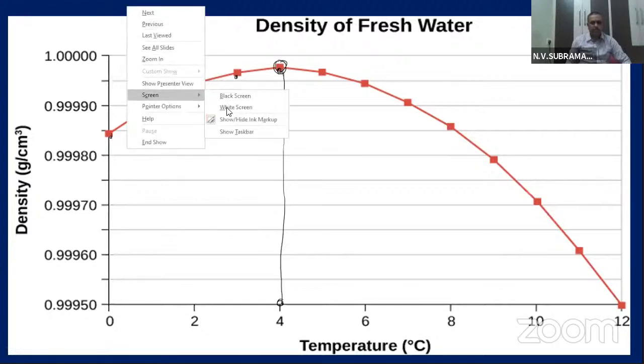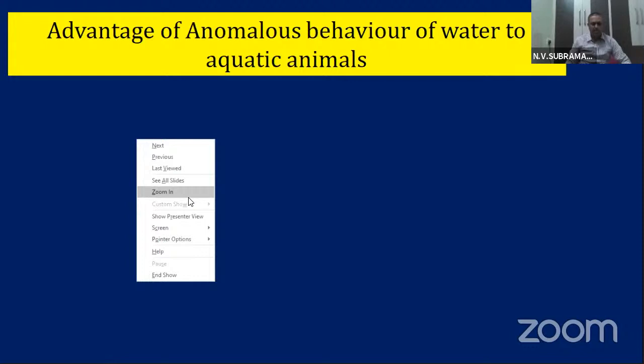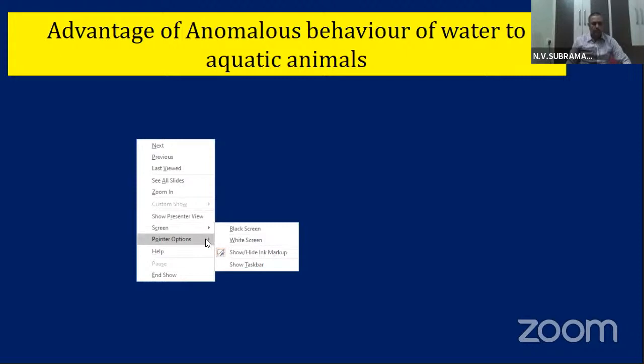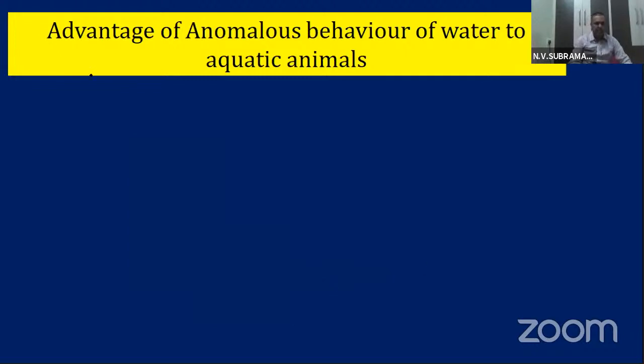So let me explain one important application of this. Okay. So, the advantage of the anomalous behavior of water to aquatic animals. So what happens to the aquatic animals? Let us try to understand. Aquatic means what? Fish and all those things living inside the water. Whatever animals are living inside the water, they are known as aquatic animals, children.